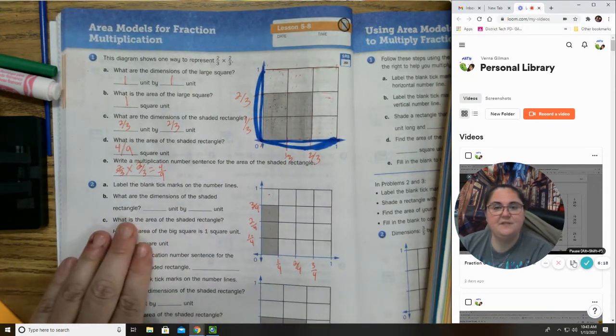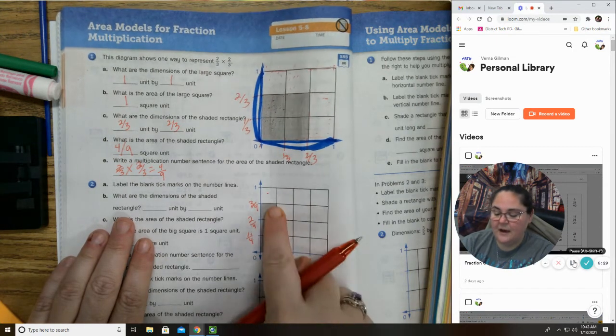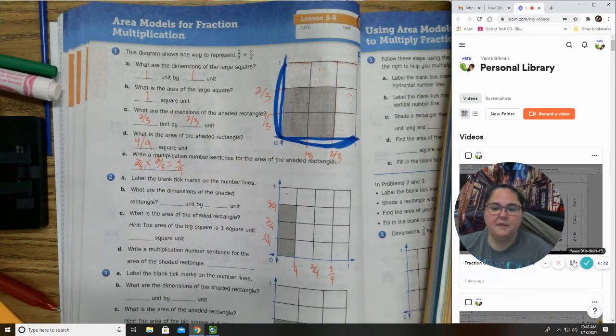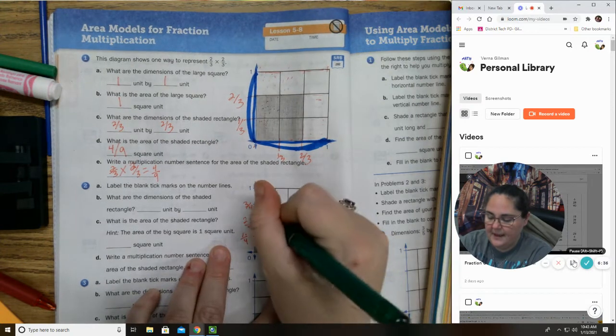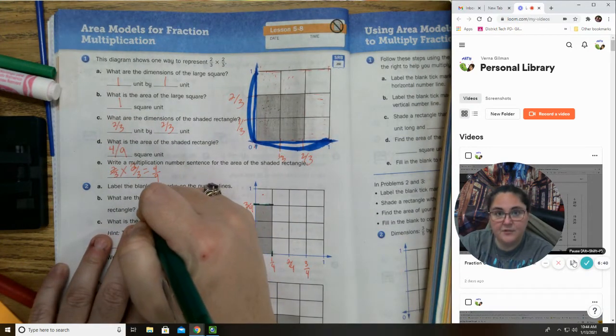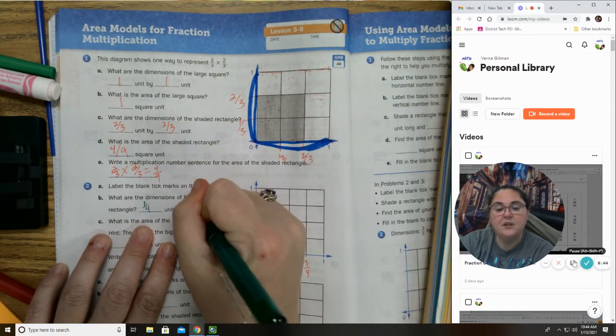What are the dimensions of the shaded rectangle? Looking at this shaded rectangle, what would your coordinate pair, what would your ordered pair be? How far did I go over? How far did I go up? When looking at this picture, I see that I go over 1/4 and up 3/4. So my dimensions would be 1/4 unit by 3/4 unit.